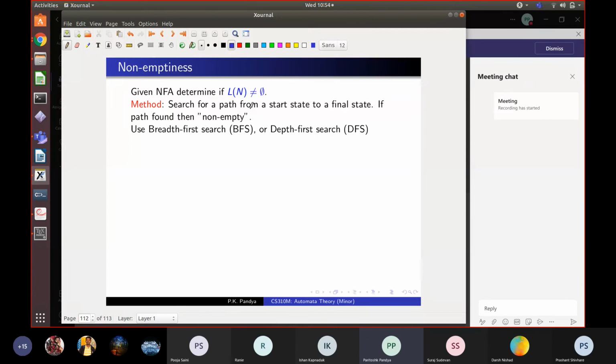Basically, we have to search for a path from a start state to final state. And this search can be done systematically. There are many search methods. There is a method called breadth first search. There is a method called depth first search.